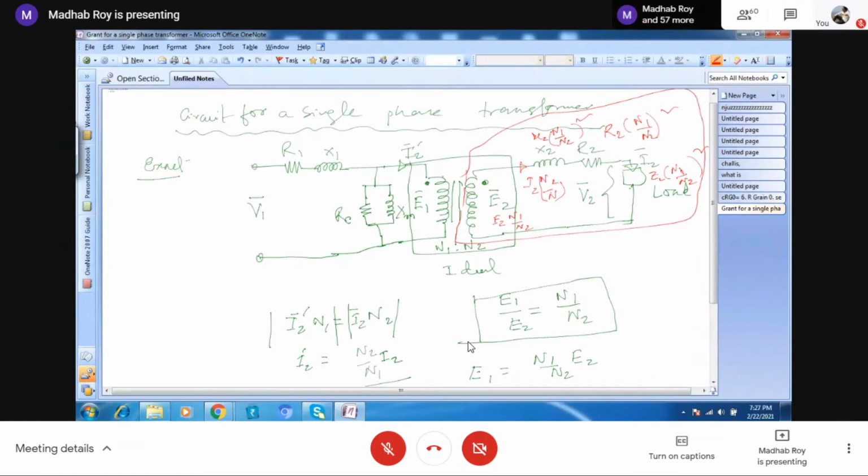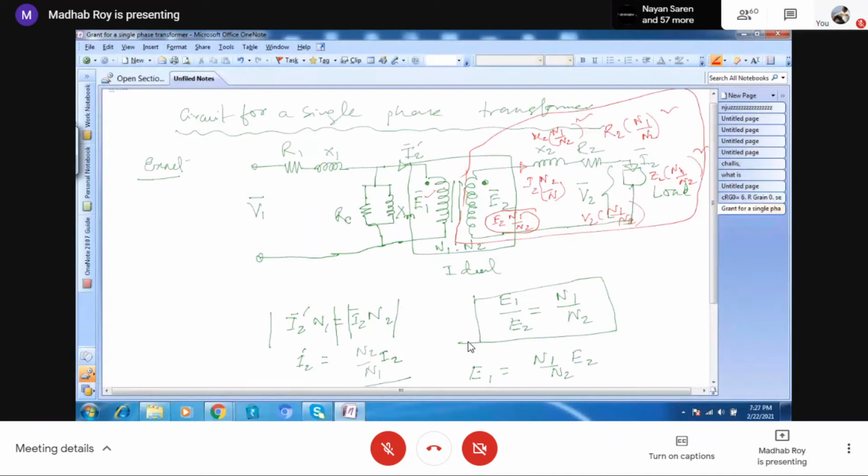We are calibrating the secondary side with this multiplication of the secondary quantities, so V2 is also multiplied by N1 by N2. Thus each quantity of the earlier secondary side is transformed to some other value, and you can see that this voltage is basically exactly equal to this voltage.